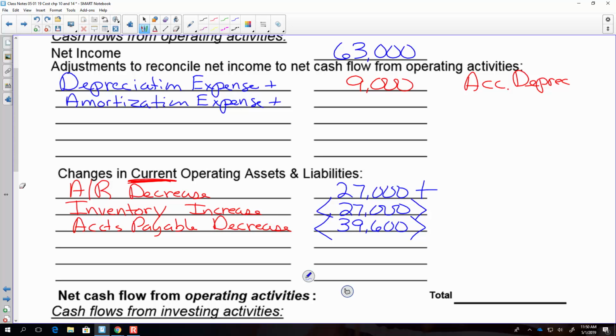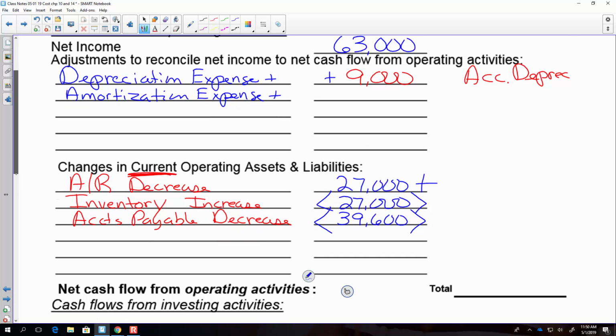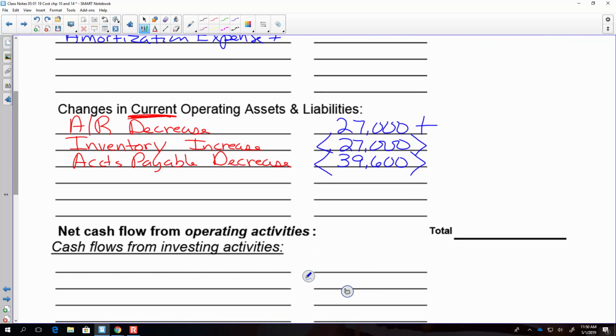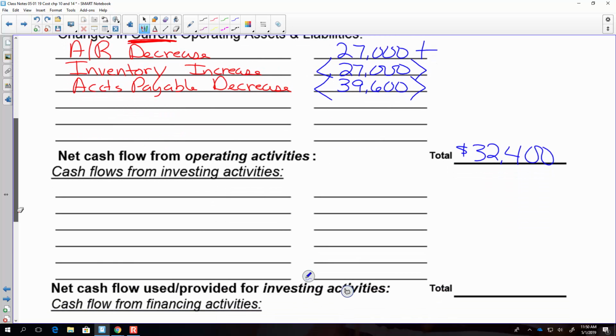Pretty easy one. I'm adding the 9 to the 63. I'm adding the 27, subtracting, and then subtracting. What do I get here? 32,400. Positive, right? So that's a good sign. Even though my net income shows 63,000, cash flow wise I only got 32. So that's a little concerning.